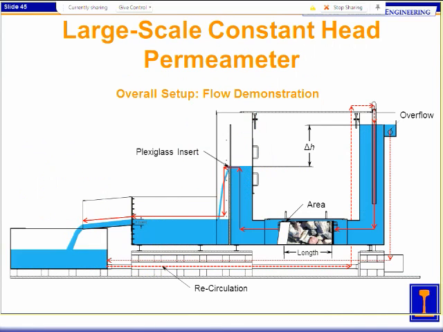Here's a little bit of a flow demonstration with a cutaway of the permeameter. You've got water here in the collection basin. It gets cycled up through here into the upstream tank, goes through the sample, which is inside here and held in place, and we've cordoned off the sides to make sure that all the flow is going through the sample itself. It comes up and over the plexiglass insert here, and we've got some flexibility to adjust the flow height down here, but we've been testing at a pretty low delta H right now because it has to do, once again, with that open-graded nature.